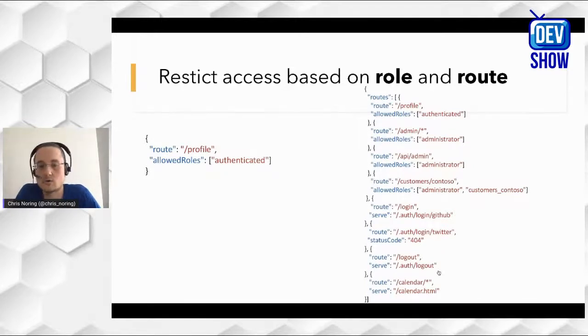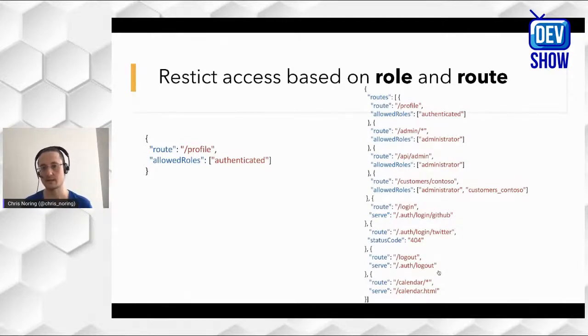On the right is a more realistic look of what your app might actually look like. So here we see our first entry. /profile is authenticated. Admin, you need to be an admin to be there, so you need to have that as part of your roles array. And if you go to customer Contoso, then you not only need to be an admin, but you need to also exist in the customer Contoso role.